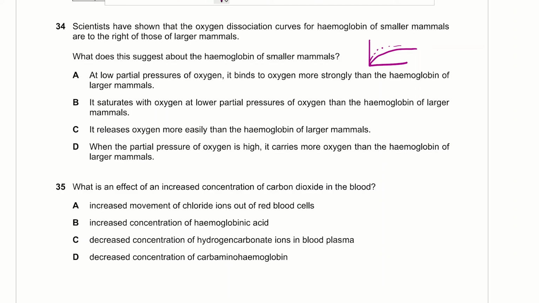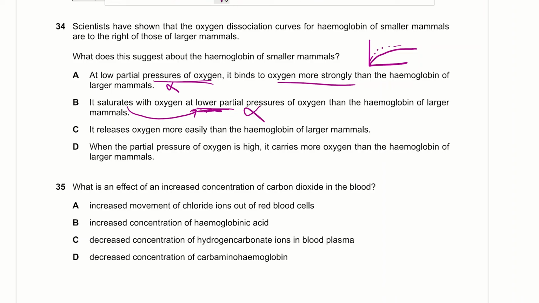Therefore, let's see the suggestions that we have here. A. At lower partial pressures of oxygen, it binds to oxygen more strongly than the hemoglobin of larger mammals. So here we're talking about the dissociation, not the binding of hemoglobin. Therefore, this is incorrect. B. It saturates with oxygen at a lower partial pressure. This is incorrect. If it saturated with oxygen at a lower partial pressure, then the oxygen dissociation curve would be to the left, indicating that it has a higher affinity. Therefore, it could saturate at a lower partial pressure. But in this case, it has a lower affinity, therefore it needs a higher oxygen concentration in order to saturate. Therefore, this is incorrect.